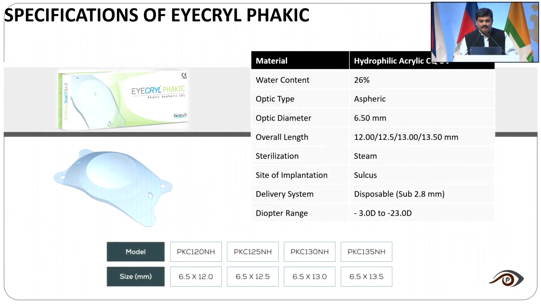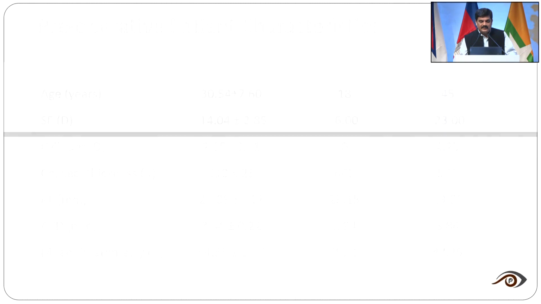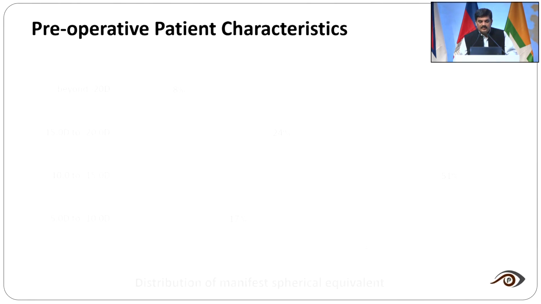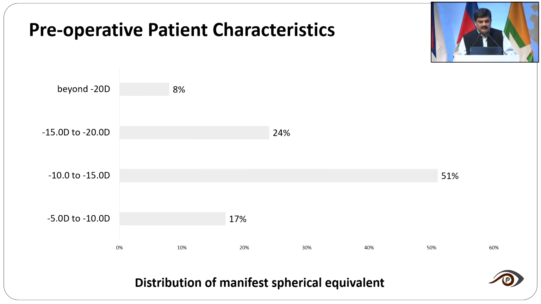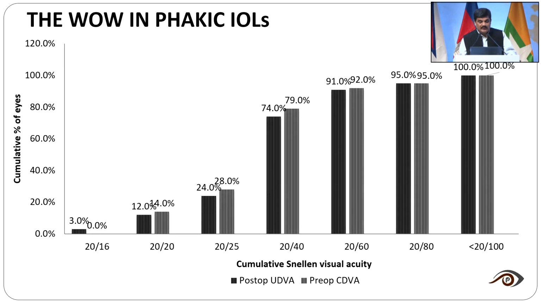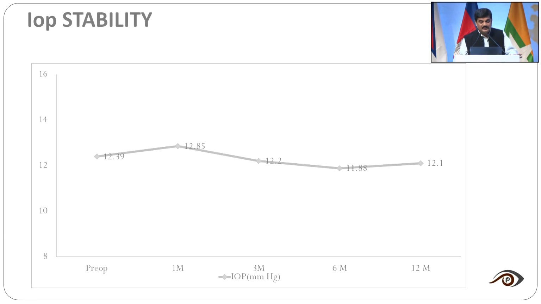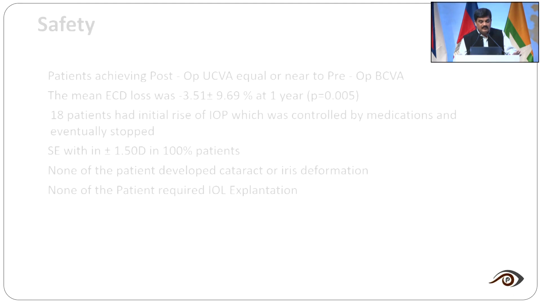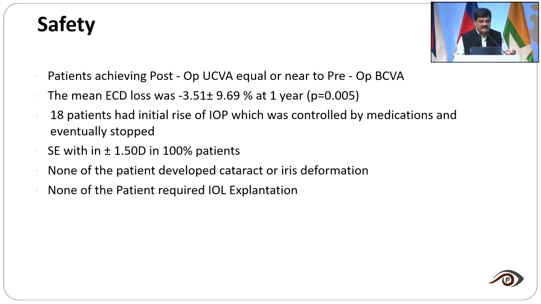If you see here, I think this is a hydrophilic material. Most of the patients are in the range of -10 to -15 diopters. 46% of the patients have a spherical equivalent between 0.5 and -0.1. Then the wow factor: almost 95% of the patients and, at 20/16, almost 90% of the patients. Again, IOP stability is almost normal. As I said, patients achieve postoperative uncorrected vision equal or near to the preoperative best corrected visual acuity.